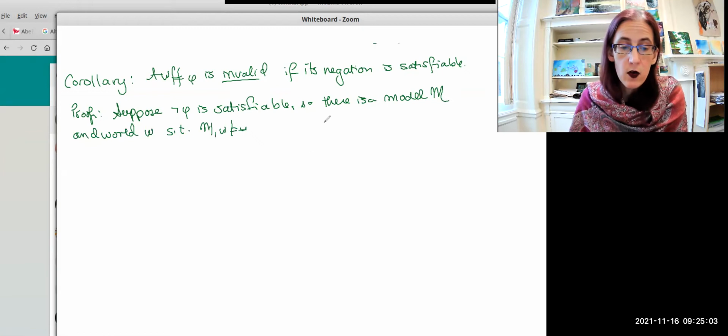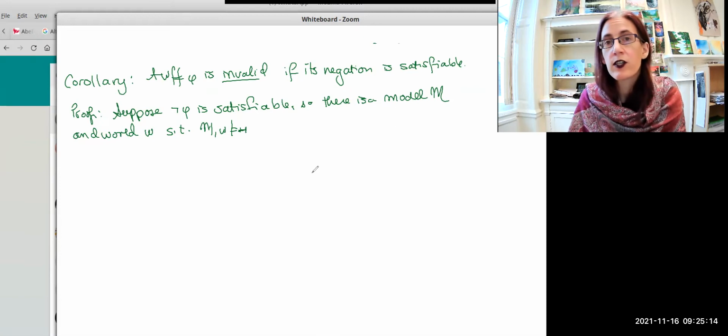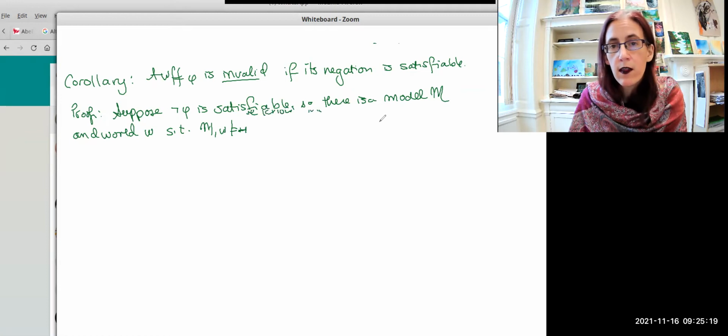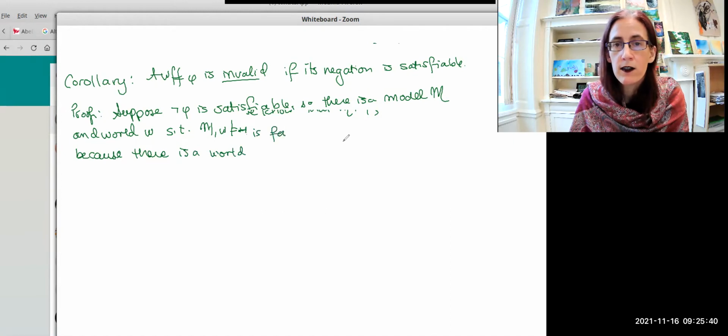Now, from this, we know that phi, the formula without the negation, cannot be valid on this model. And this just comes from the definition of validity in a model, which says that phi has to be true at every world. So we know that phi is not valid in M. Remember, this is the way that we write that, because there is a world where it is false, because at that world, the negation is true. So there is a world where phi is false.